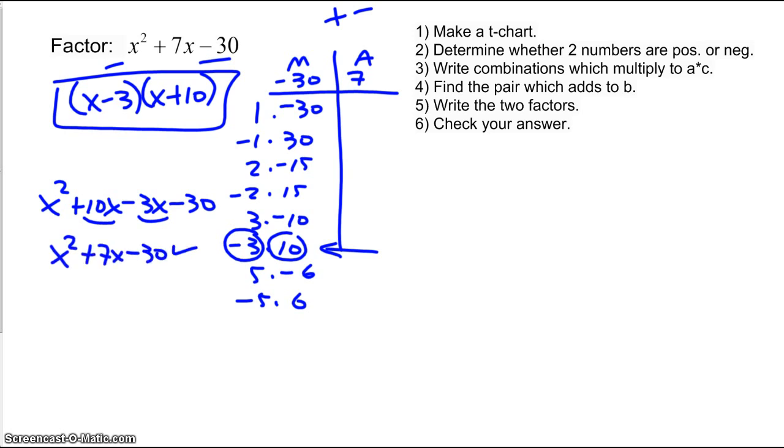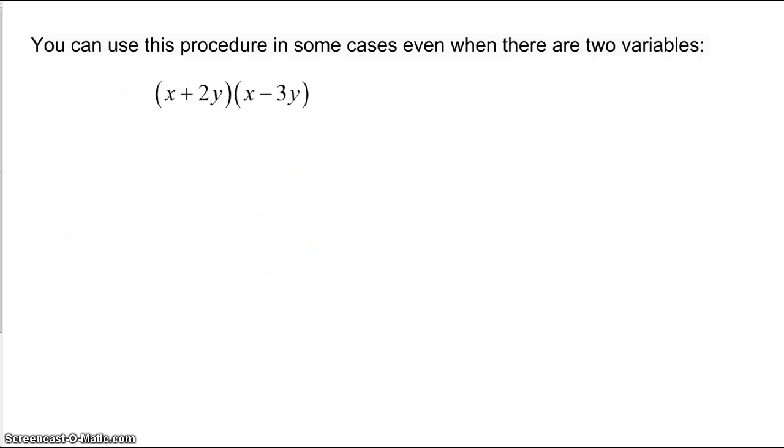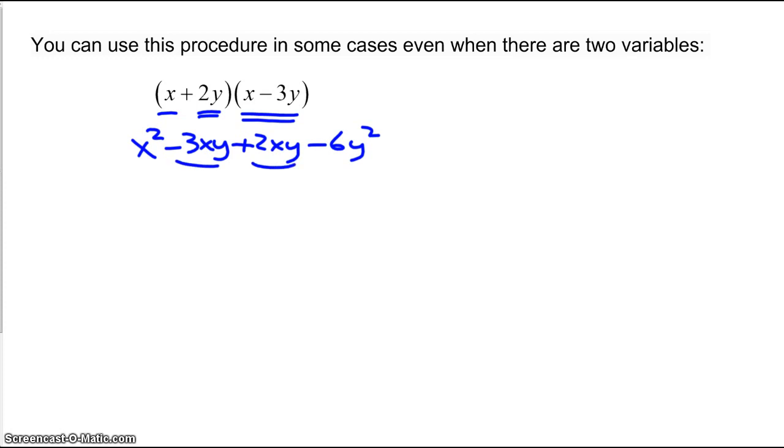All right. There's actually another case you can use this in. For some situations, you can use this kind of factoring even when there are two variables, like an x and a y. To see why, let's work something backwards here. What if I had x plus 2y and x minus 3y multiplied together? Everything multiplied by x would be x squared minus 3xy. And then everything multiplied by 2y would be x times y times 2, so that's positive 2xy. And then 2 times negative 3 is negative 6, and y times y is y squared. And then there's combining like terms here. We would have something like this.